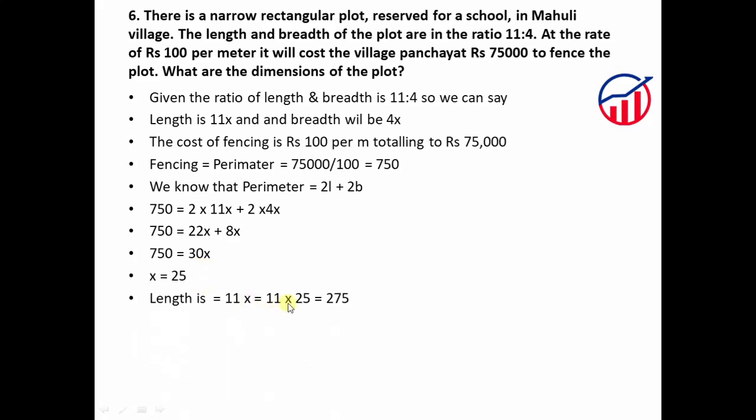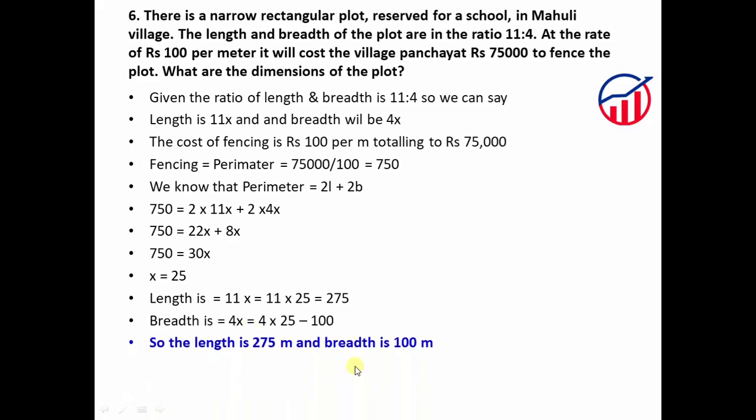So length is what? 11x, so 11 into 25 is 275. Breadth is 4x, so 4 into 25 is 100. So the length is 275 meters and the breadth is 100 meters.